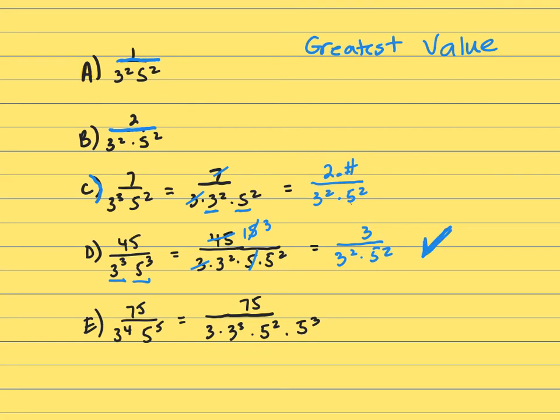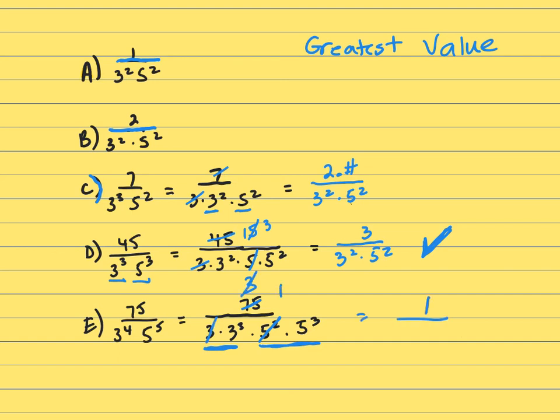And then E, I'd love to get down to 3 squared, 5 squared if I could. So I have 3 to the 4th, and I broke it into 3 times 3 cubed, and 5 to the 5th, I made it 5 squared because I know that 5 squared is 25, and 25 will go into 75. So that's why I took 5 squared out. So 25 will go into 75 3 times. Cancel, cancel. You're left with a 1 in the top.